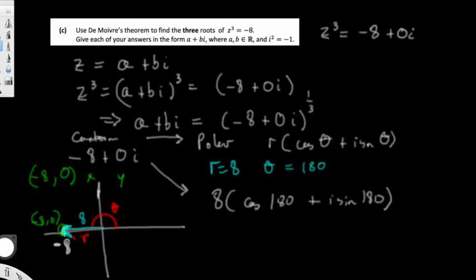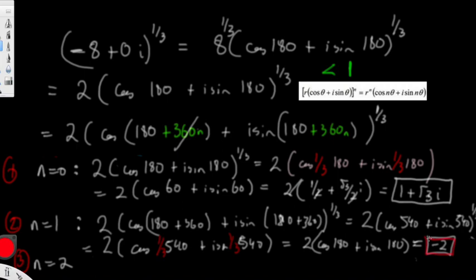Which makes a lot of sense, right? Because the original question was, what cubed will give you minus 8? Well, if we take minus 2 cubed, it'll give us minus 8. So if z was a real number, the answer would be easy. It would just be minus 2. So that's this bit here, okay?